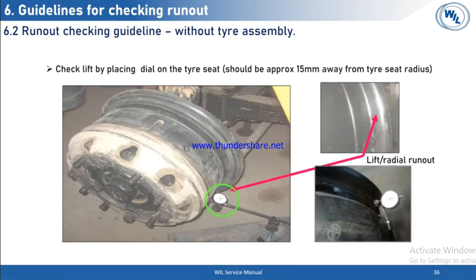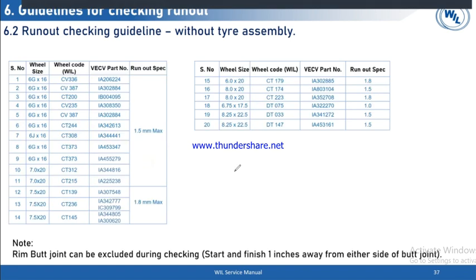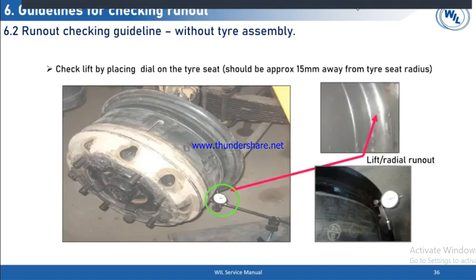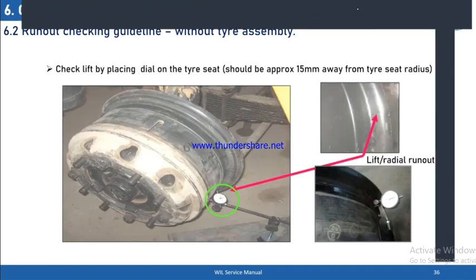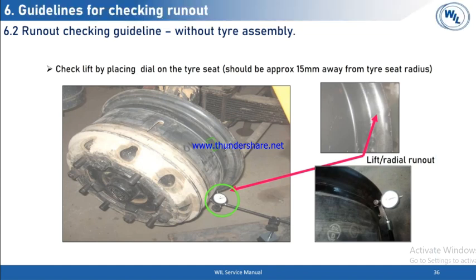So we need to check the lift on this area. There is also a radius available on this area. We should take around 10 mm outside from the radius, where we have some flat area, and that area we need to check for radial runout, or what we can call the lift.